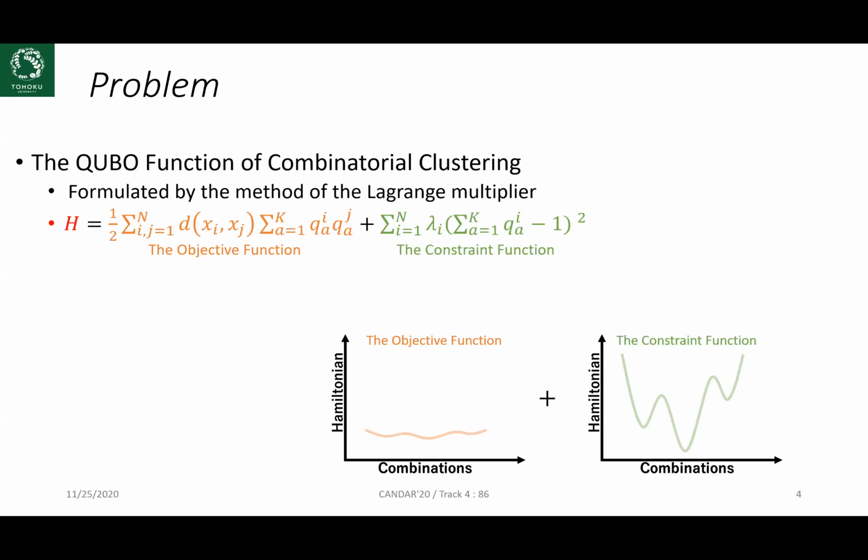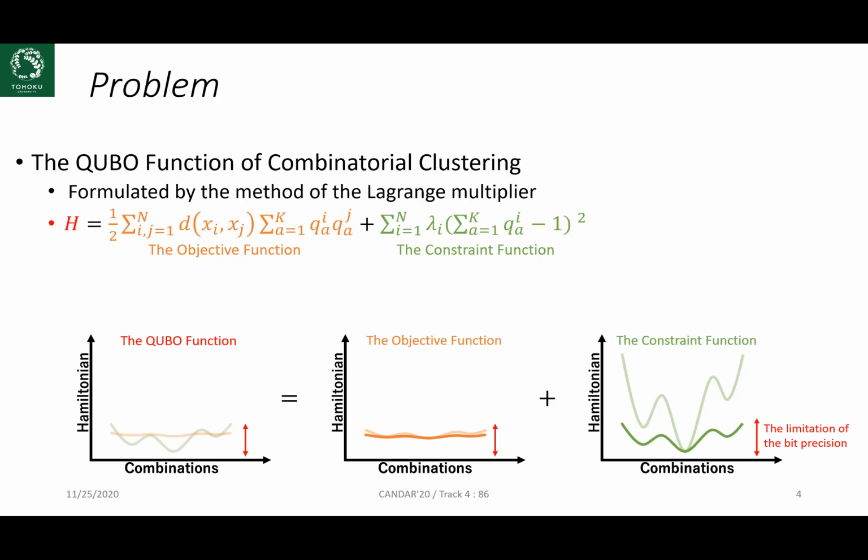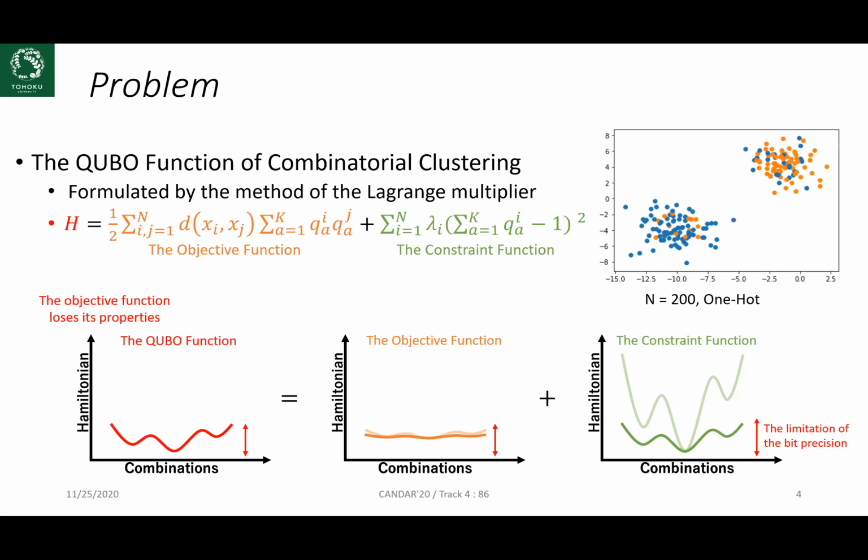The lambda in the constraint function must be set to a large value, but current quantum annealers can only handle low bit precision. Therefore, the objective and constraint functions are compressed in the QUBO function, and the objective function loses its properties. As a result, the constraint is satisfied, but the objective function cannot be optimized. This figure shows the results of clustering when the number of data is 200. Clustering fails if the problem size is large.